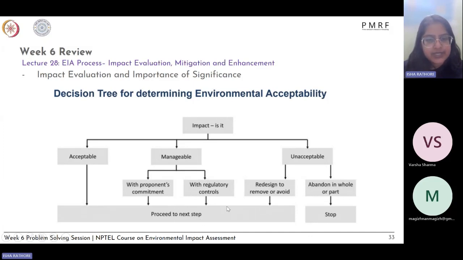Whether with regulatory controls or with the commitment of the developer, it's manageable. If it is, let's say, 200, it is unacceptable. That is, it is not manageable by either of these two measures. Then you need to redesign to remove or avoid the water pollution source, or you need to abandon the project, either in whole or in part. So that is how you do environmental impact assessment. You look at each impact, see which category it falls in, and what further steps need to be undertaken.